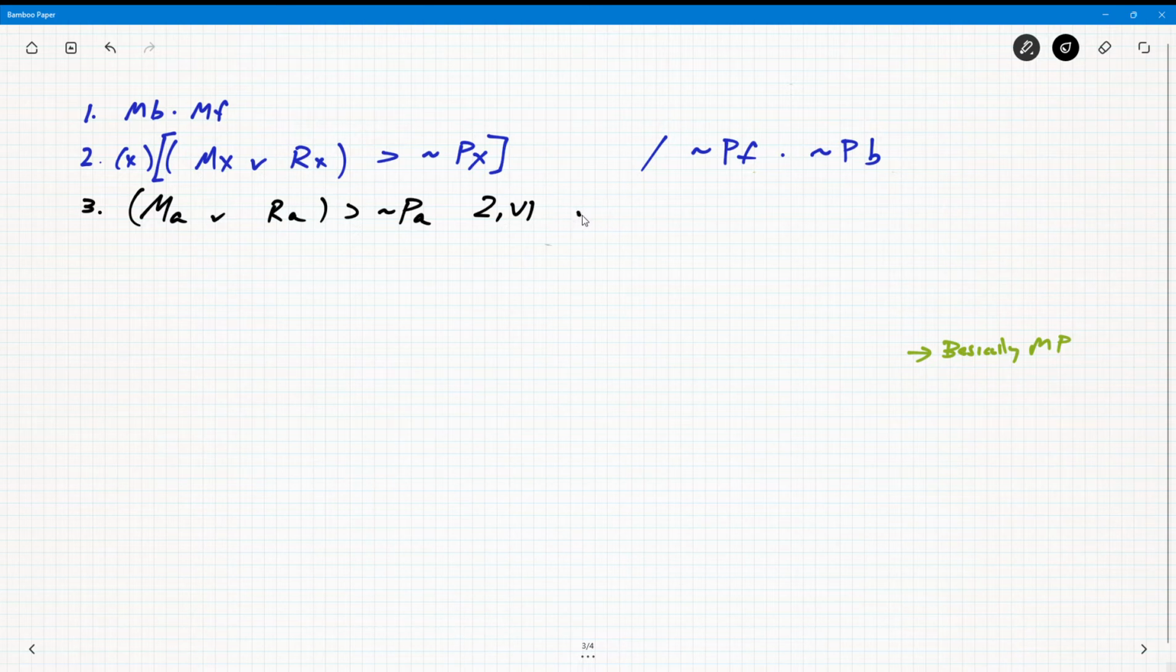Line 3 is legal. After all, line 2 is a universal generalization, and so M or R, then not P, is going to be true for every single individual in our universe, provided that line 2 is actually true. So there's nothing illegal here. The problem is that we want to use modus ponens.